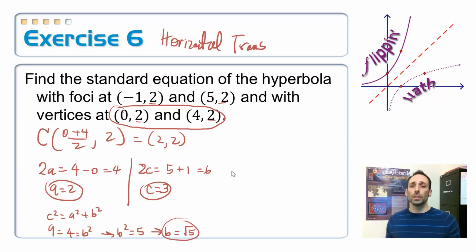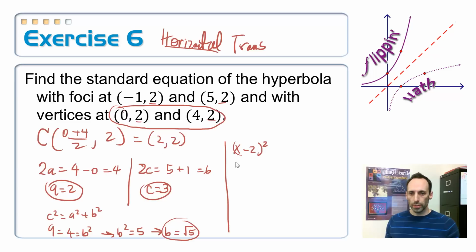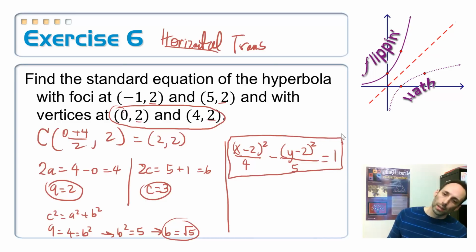Now I can put all of this together and write the equation in standard form. Which one is going to come first? Which one is the positive one? Since this is a horizontal transverse axis, it's got to be the x. (x minus 2) squared from the center point, divided by, I need my a squared. a was 2, so that's going to be divided by 4, minus, now do the same thing for the y coordinates, (y minus 2) squared, again from the center point, divided by, this is the b value, so it's the square root of 5 squared, which is 5, is equal to 1. And there's my equation. That was fun.